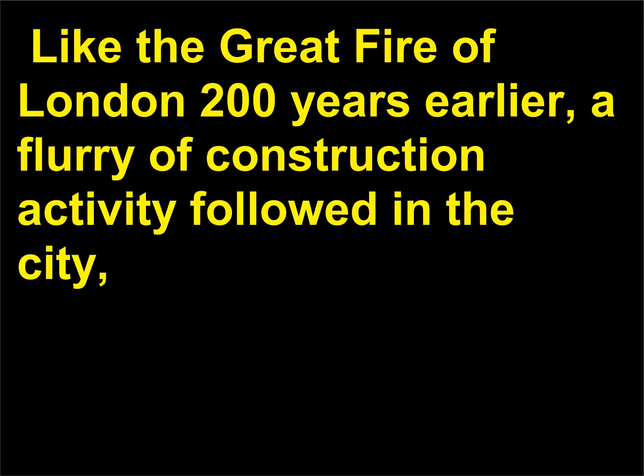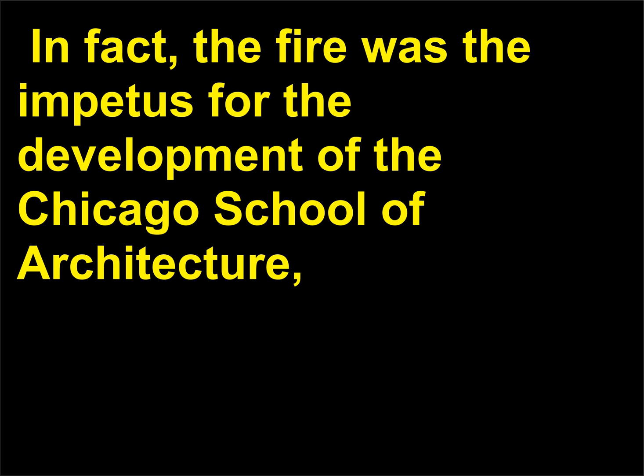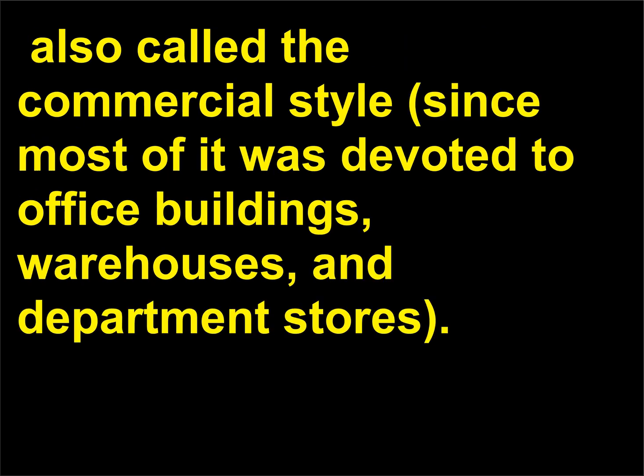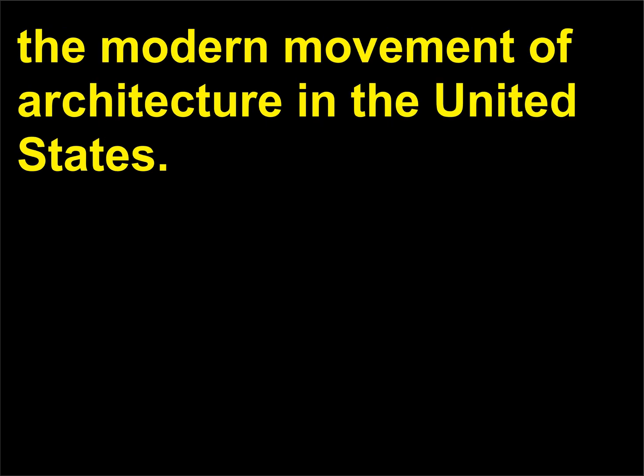Like the Great Fire of London 200 years earlier, a flurry of construction activity followed in the city, making Chicago one of the United States' most architecturally impressive urban centers. In fact, the fire was the impetus for the development of the Chicago School of Architecture, also called the commercial style, since most of it was devoted to office buildings, warehouses, and department stores. The Chicago School was instrumental in establishing the modern movement of architecture in the United States.